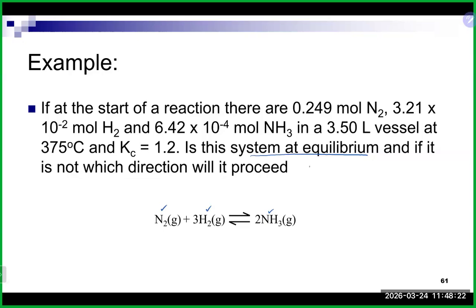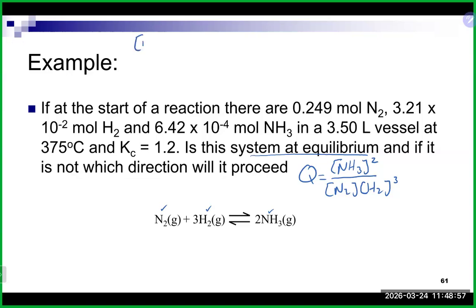To calculate Q, it is exactly the same way as we would write the equilibrium expression. We would take the concentration of NH3, and just like we would do with K, we would square it because of the coefficient. We would divide it by our N2 and also our H2, which would need to be cubed because of the coefficient as well. So it's basically the exact same way as you would write the equilibrium expression. Before we can go in there, we do need some concentrations. We have moles and liters, so we want to calculate some concentrations here.